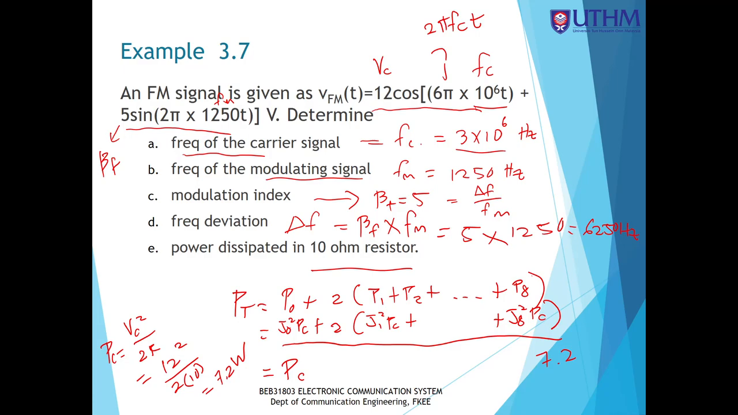So in the exam, either you write the complete equations, or you make it equal to PC, both are correct. Kedua-duanya betul. Tidak ada masalah. No problem. I want you to try later: find the total power according to the complete equation, and also find the total power according to the carrier power. You need to see the difference, a very small difference.